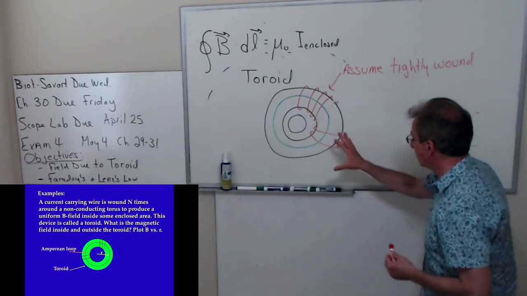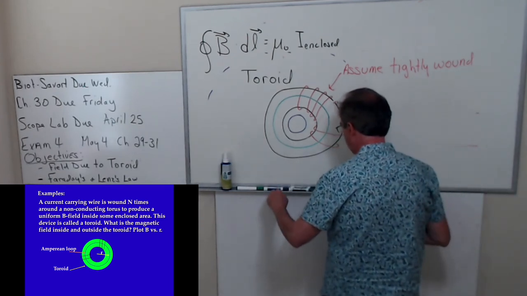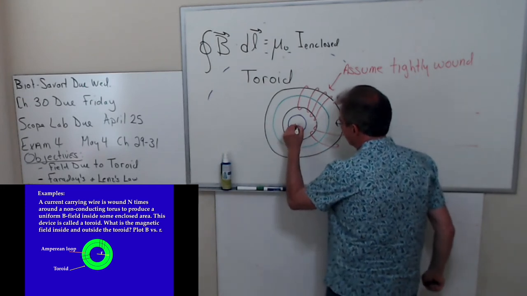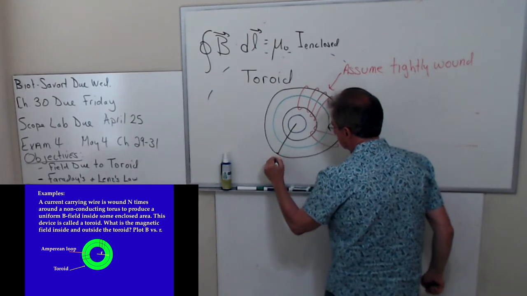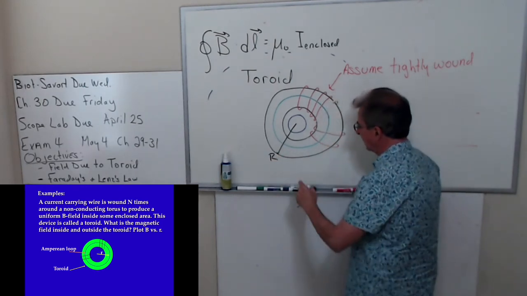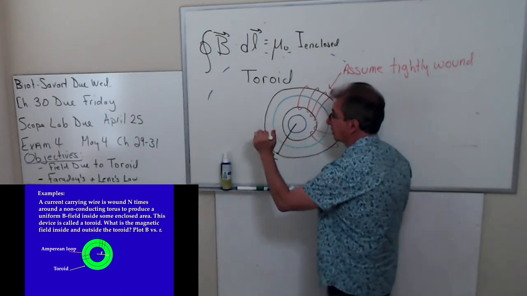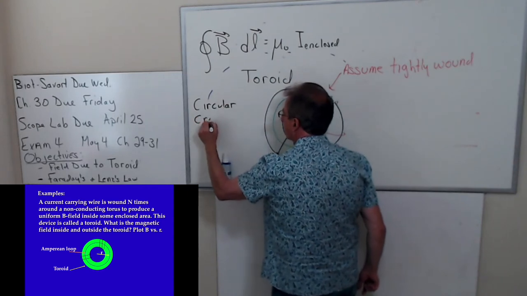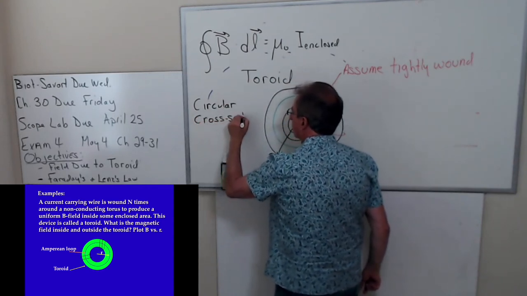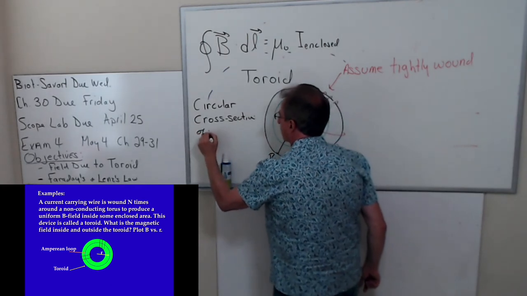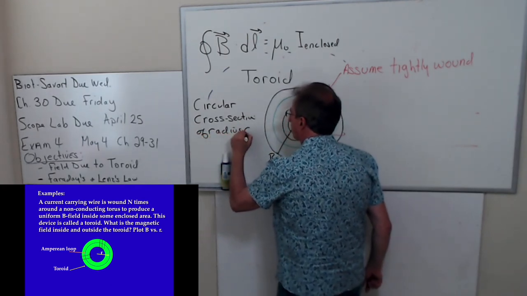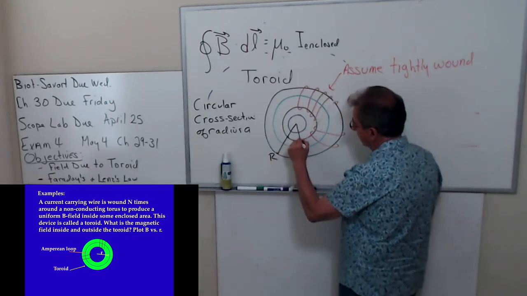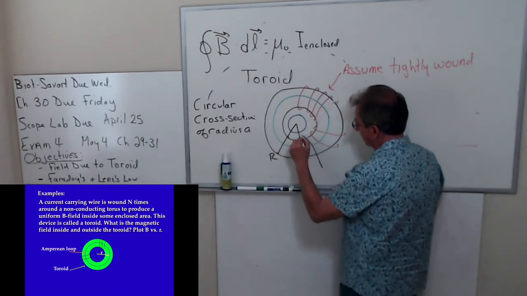If I choose a loop in this direction, let me give you some of the dimensions of this. From here to here, we'll call it big R. Let's say the cross-sectional area is circular, and it's of radius a. So if this is R, this location here is R minus 2a.